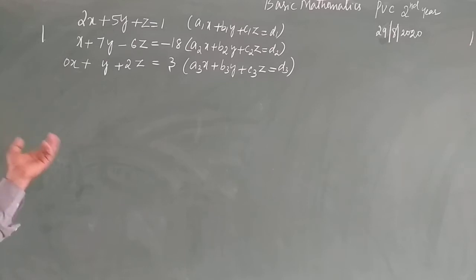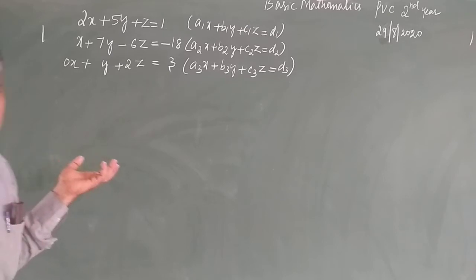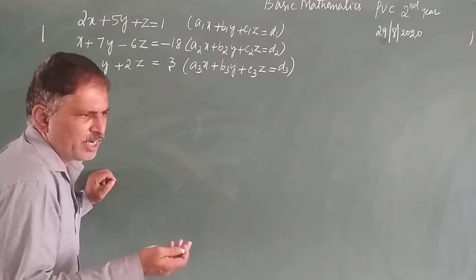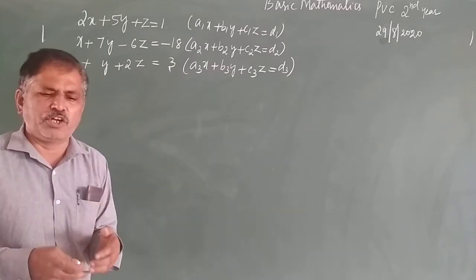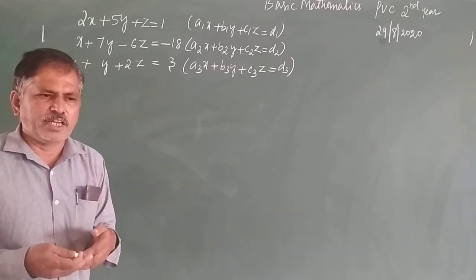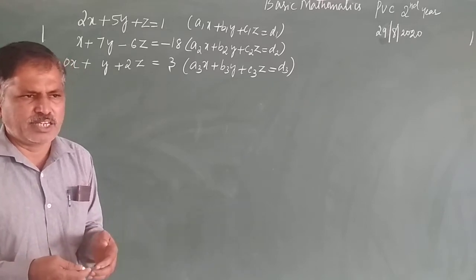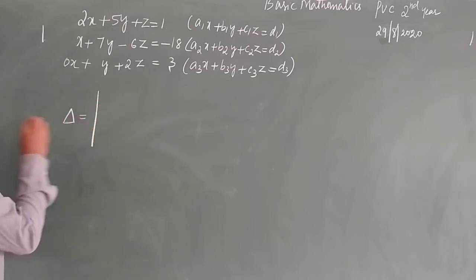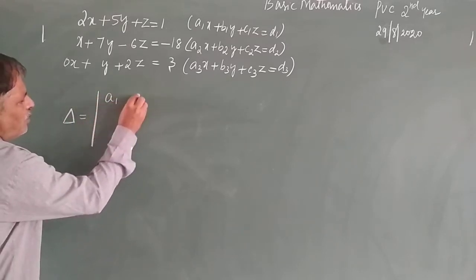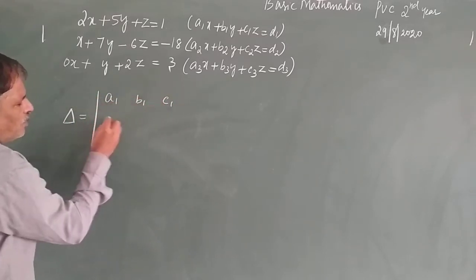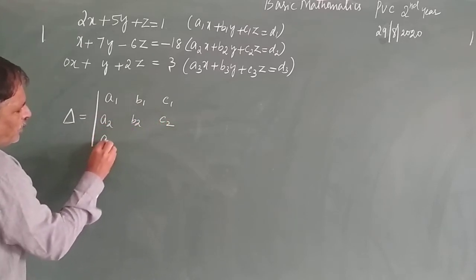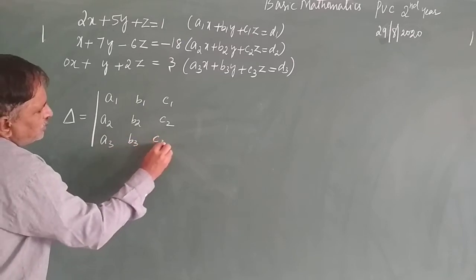So first thing, this is Cramer's rule, the determinant method. What you need to do is find the value of X, Y, Z. To find the value of X, Y, Z, you need to find out delta, delta X, delta Y, as well as delta Z. So first, delta is equal to, what is the formula for delta? A1, B1, C1, A2, B2, C2, A3, B3, C3.